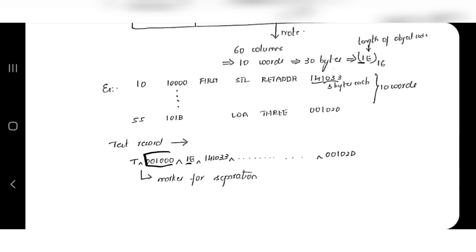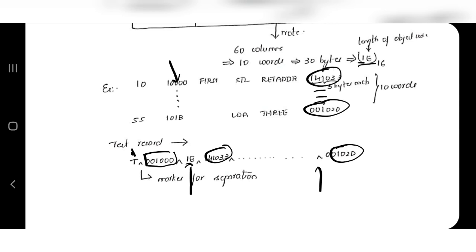This is the starting address of the block, which is 1000. Starting at address 1000, you will be writing the text record, and 1E is the length. After that come the object codes we will be writing: 1033, then the second, third, fourth, and the last one here, separated by carets. That is how you write the text record.